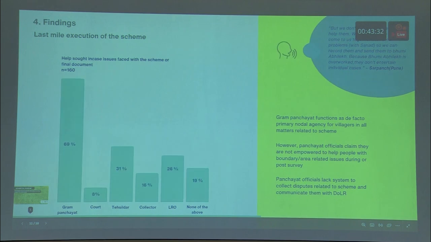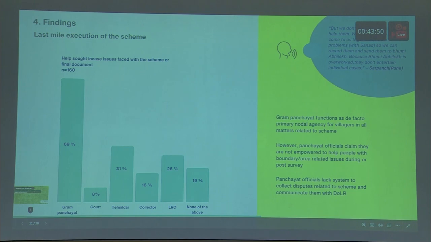Going to the last mile execution of the scheme, we see that the Gram Panchayat, in some way, when we ask people if they faced any issues, if they had any questions about the scheme, who would they first go to? We see that the Gram Panchayat functions as the de facto nodal agency for villagers for any matters related to the scheme.